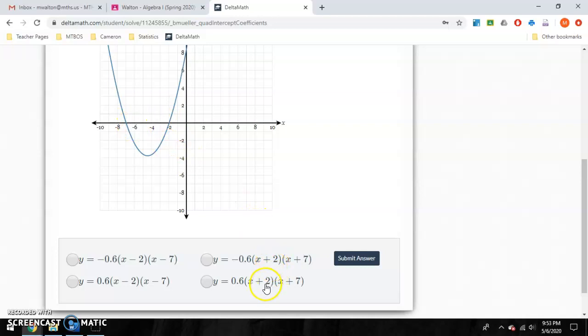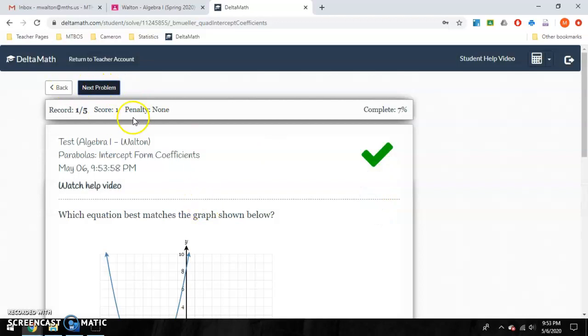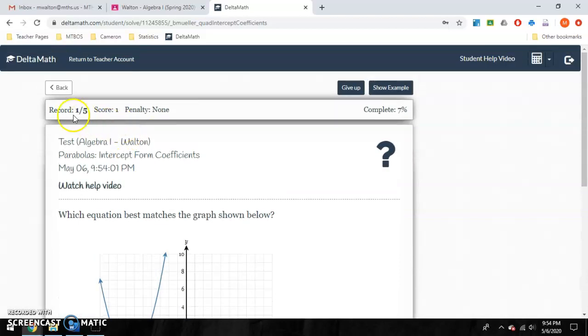Now we do have to determine which one of these it is. This one has a positive a value. This one has a negative a value. Well, looking at how this is concave up, this is smiling, we know the a value has to be positive. So our final answer is this one. We have a positive a value, x +2, x +7, and we are ready to go. All right, that should not be too difficult. You should be able to whip right through those.